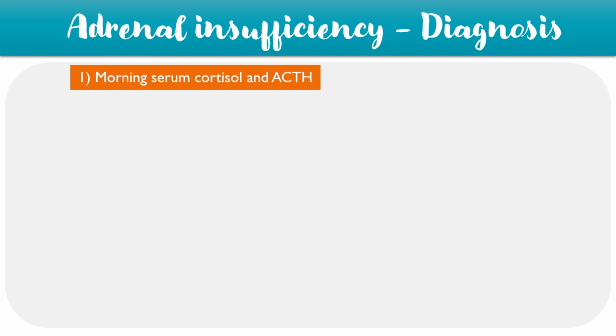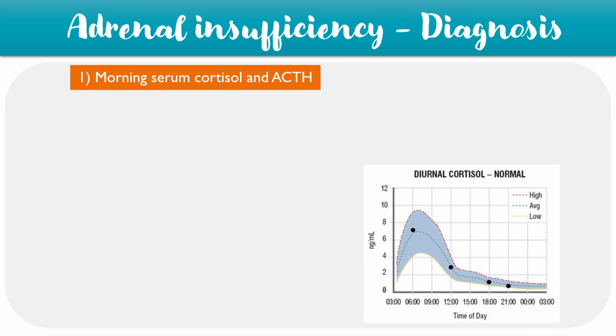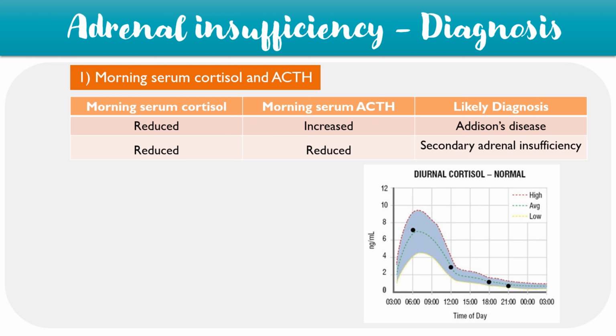And the reason why these have to be conducted in the morning is that cortisol has a diurnal variation, where levels vary throughout the day, so it's important to have a consistent measurement. Just to interpret these results, you can see that if the morning serum cortisol levels are reduced, but the serum ACTH levels are increased, it suggests a primary problem or an Addison's disease at play.